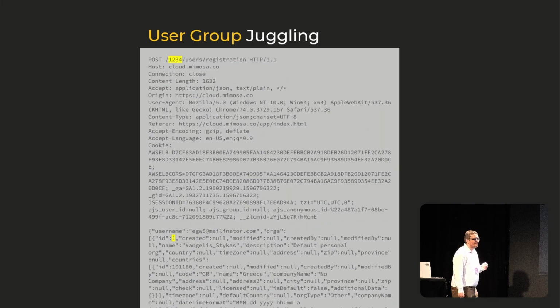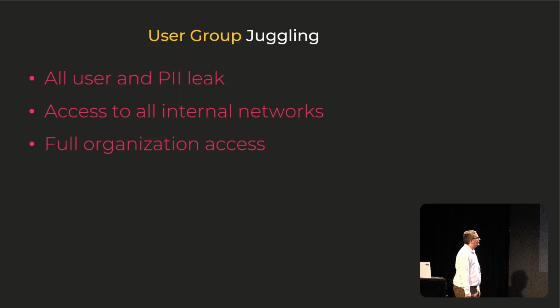You can say it again, right? You're adding on 1, 2, 3, 4, but the organization is 1, so I just got admin on organization 1, which was the Mimosa root account. All users in PII leak, access to all internal networks, full organization access. Mimosa just said thank you, and that was it.